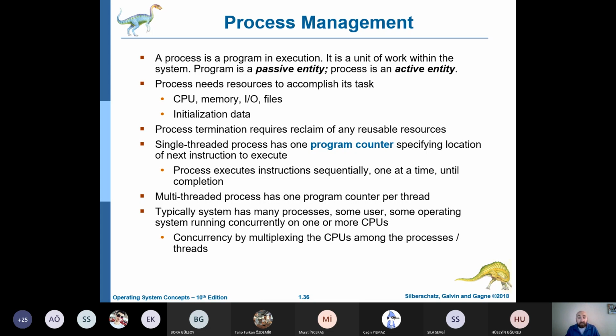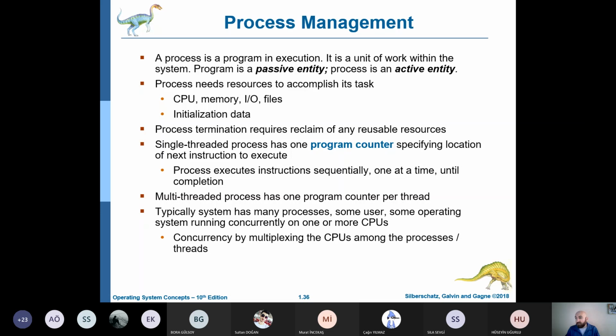On the other hand, if you have a multi-threaded process, a multi-threaded process has multiple program counters. You need more than one program counter, and each program counter has to point to the next instruction to execute for a given thread. Every thread has its own program counter.